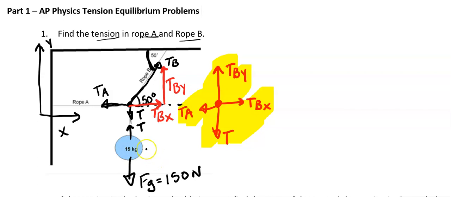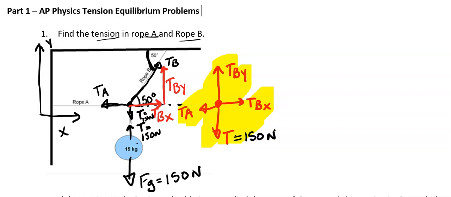Looking back at this picture, I know nothing is moving. If nothing is moving, the tension supporting this 15 kilogram object has to be the same as the force of gravity. So tension is going to be 150 newtons here. I'm going to label that on my picture. This tension right here is 150 newtons.